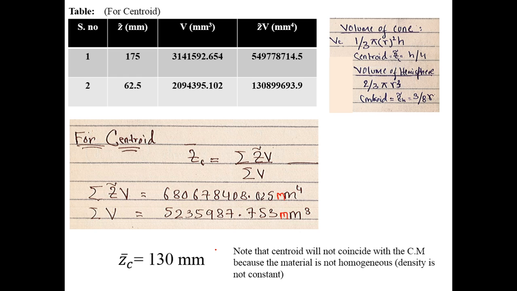So whenever the material is non-homogeneous in your body, your centroid is not going to coincide with your center of mass or center of gravity. Centroid will be the geometric center of your body, while center of mass and center of gravity will shift towards the heavier material. That is why they are not coinciding with each other.